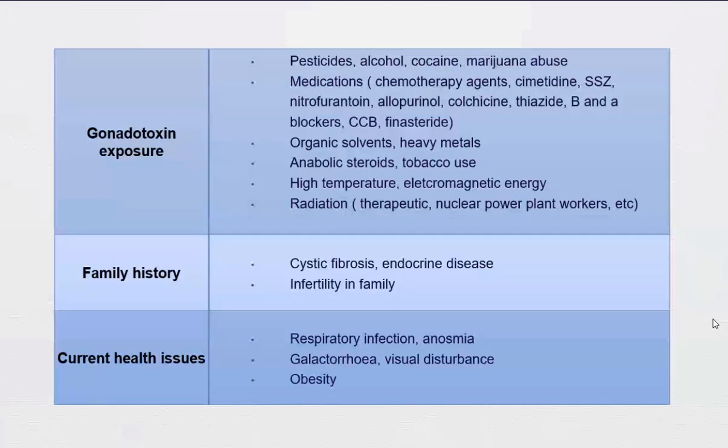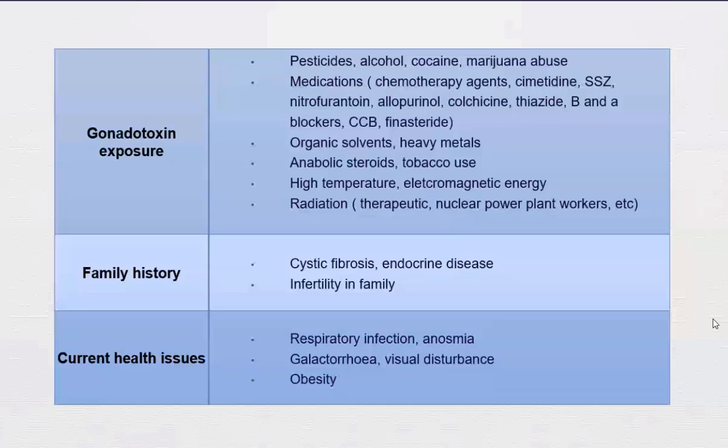Family history: cystic fibrosis, if the patient is having respiratory infections, endocrine diseases, and also infertility history in the family. And current health issues: whether the patient is having anosmia that might suggest Kallmann syndrome, galactorrhea, which can be induced by drugs or any pituitary macroadenoma, and also obesity.